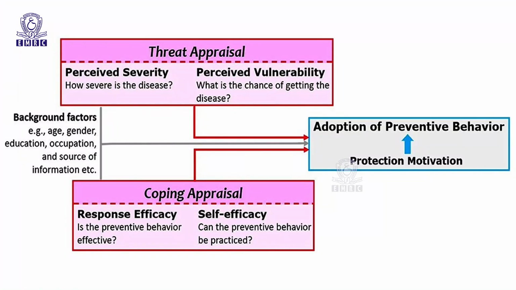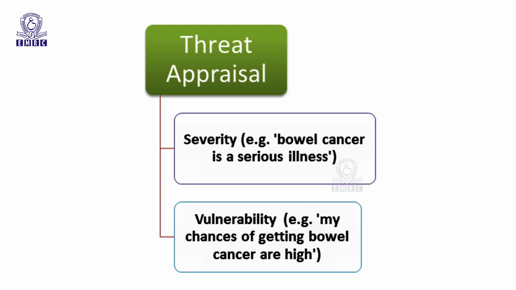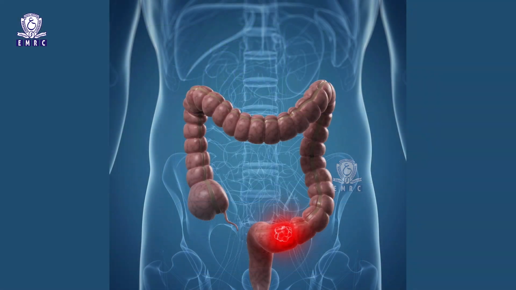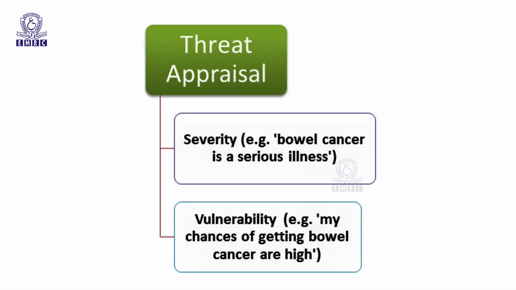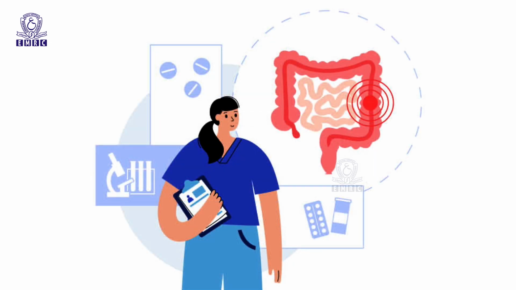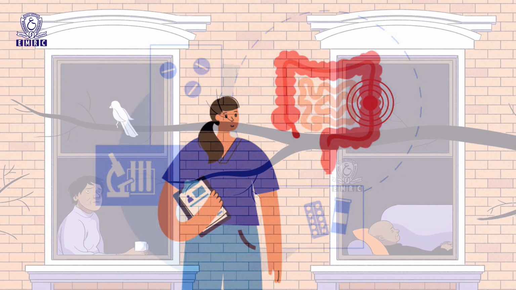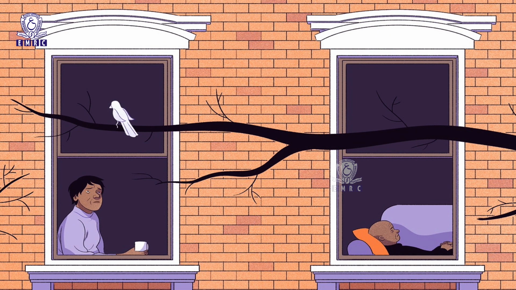The protection motivation theory is comprised of 2 components, threat appraisal and coping appraisal. First, we will understand what is threat appraisal. This is based on how threatened an individual feels. Take an example of bowel cancer. The severity is said to be high if an individual feels that bowel cancer is a serious illness. If the severity is high, then it also affects the vulnerability. The vulnerability is high if an individual feels he or she has high chances of getting bowel cancer. Therefore, high severity and high vulnerability lead to higher threat.